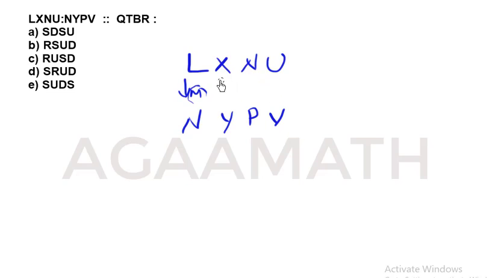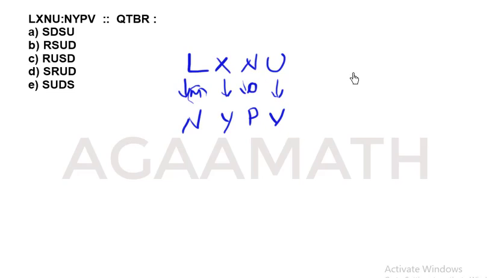If you observe, L, M, N: one letter is skipped here. And X to Y, no letter was skipped in this space. Then M, N, O, P: here one letter got skipped. And U, V directly. So one letter was skipped, then no letter, then one more letter was skipped.